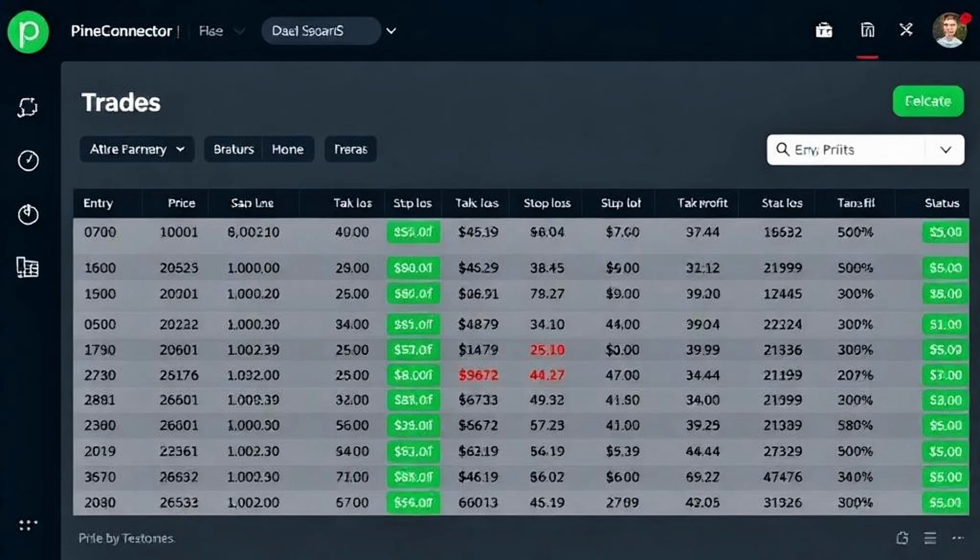Next is the trade execution log. So every automated trade is logged with entry price, stop loss, take profit, and execution status. So this transparency helps you verify that your automation is working correctly.